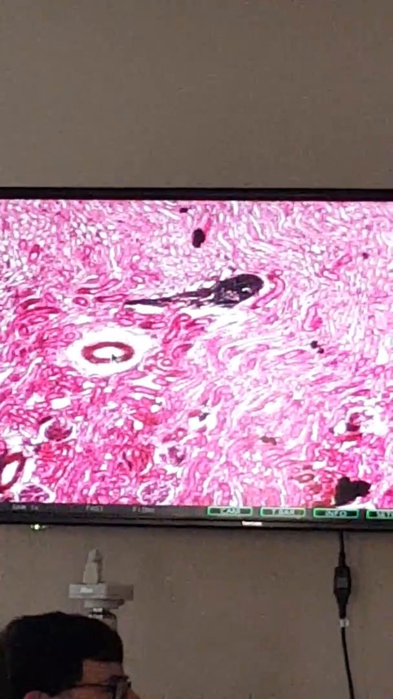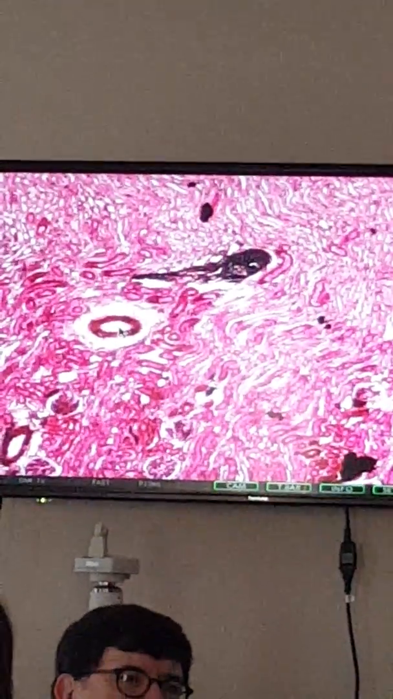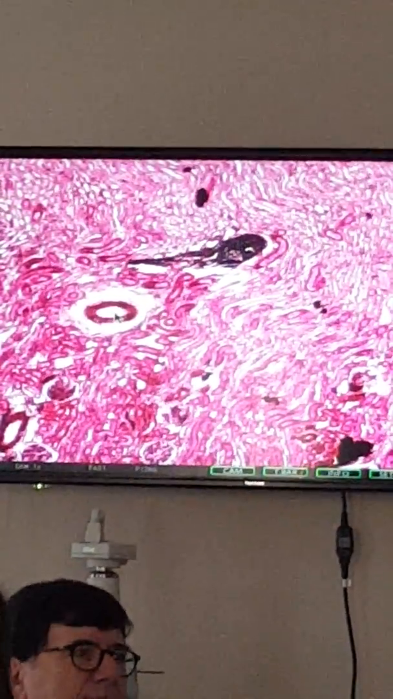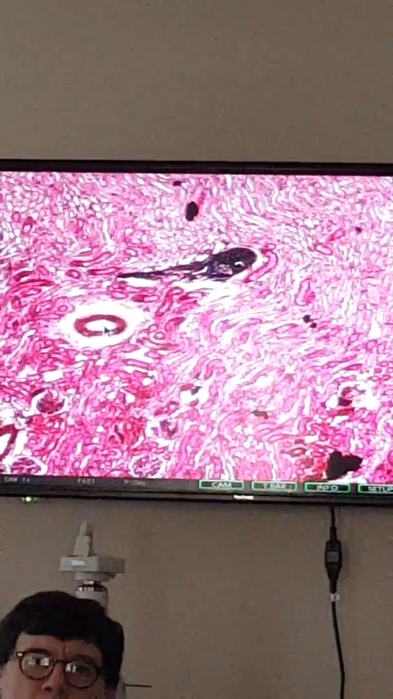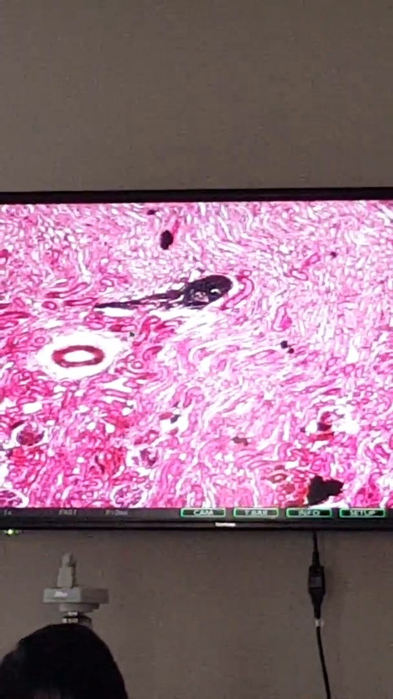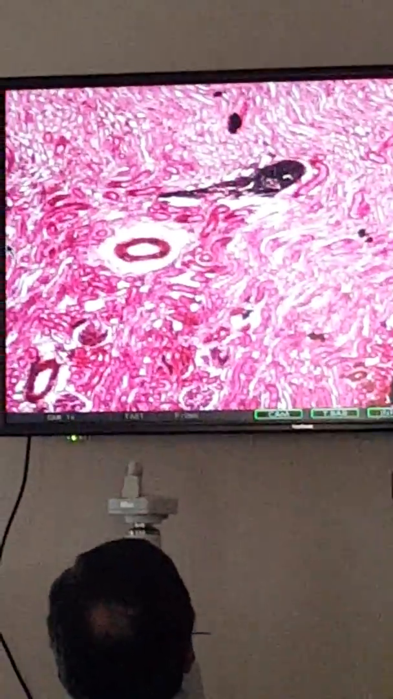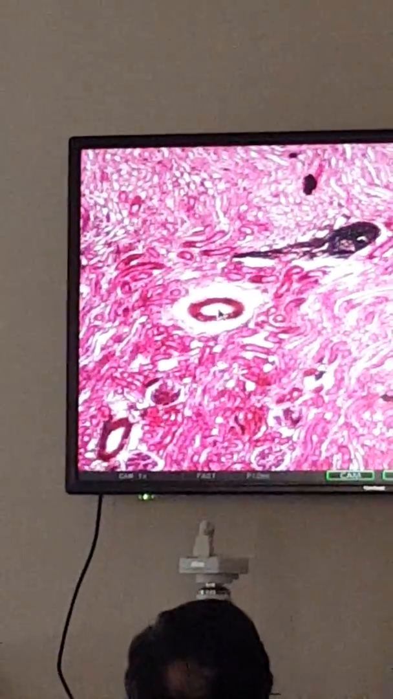So what type of artery do you think that is? What type of artery runs along the base of the pyramid? Arcuate. So this is going to be an arcuate artery. It's running right between the medulla here and the cortex above. So this is the base of the pyramid right here. And remember, this is a three-dimensional structure. Okay, and this is running along the base of the pyramid.